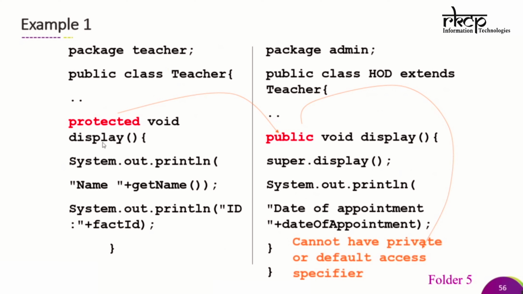Under the signature there are four important points. First, the name of the method. Second, the number of parameters. Third, the sequence of parameters. And fourth, the data type of parameters. In this example I only have the name of the method, since this method doesn't have any parameter, so the name must be the same. Display is here and display is here also. So the first rule is satisfied.